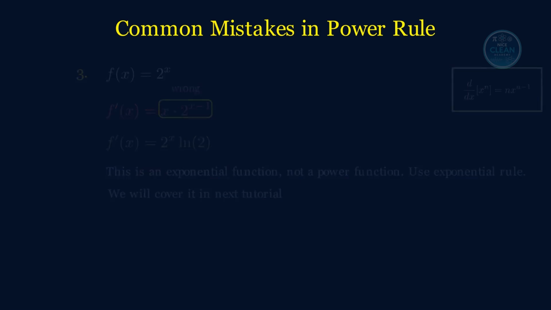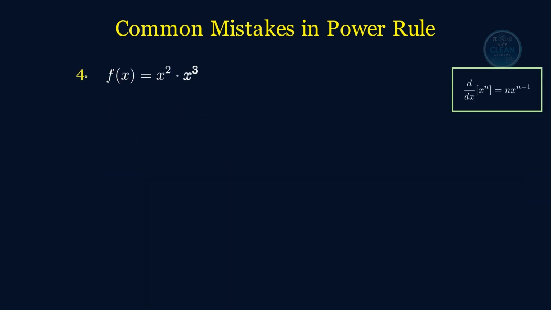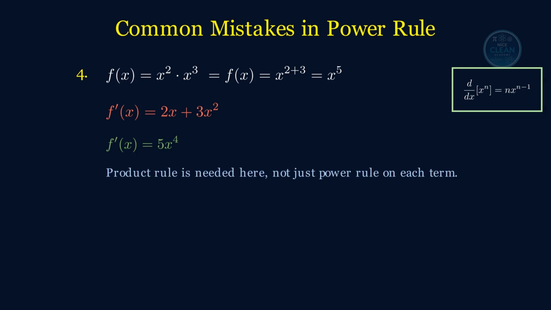Mistake 4. Ignoring product rule. Let's look at f of x equals x squared times x cubed. Some students try to apply the power rule to each piece separately. But, since both factors are powers of x, we can simplify first. x squared times x cubed is x to the power of 5. Now, apply the power rule. Derivative, 5x to the power of 4.